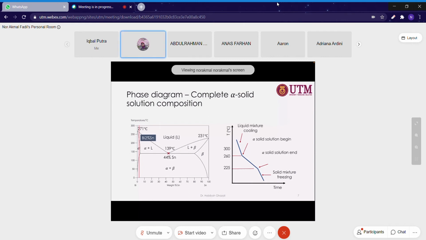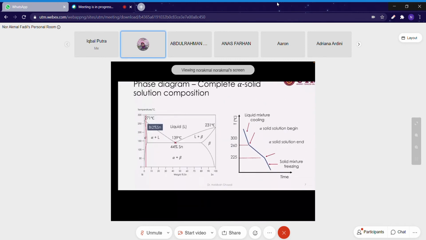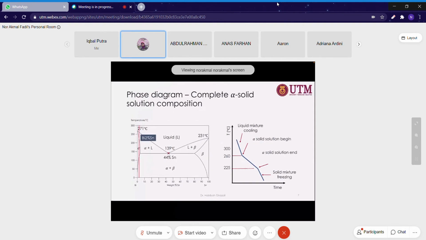Okay, so for this point, this temperature 225 degrees Celsius is related to the point where the solids stop forming, or the point where the liquid completely transforms into the solid.